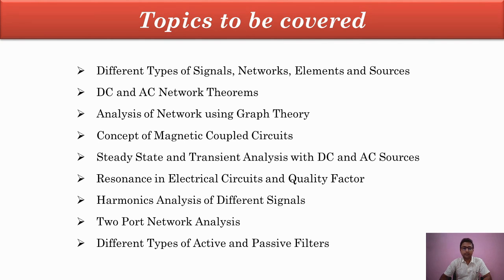And after that, the two-port network analysis. The two-port network means there are two input ports and two dedicated output ports that contain voltage and current, and the relationship between the two-port network parameters we will also discuss. And lastly, different types of active and passive filters and their response in practical circuits, their implementation we will also discuss.